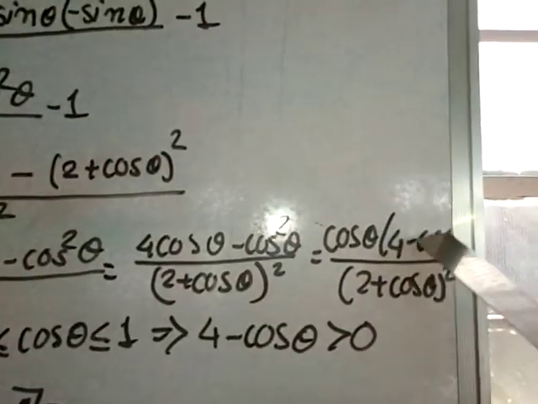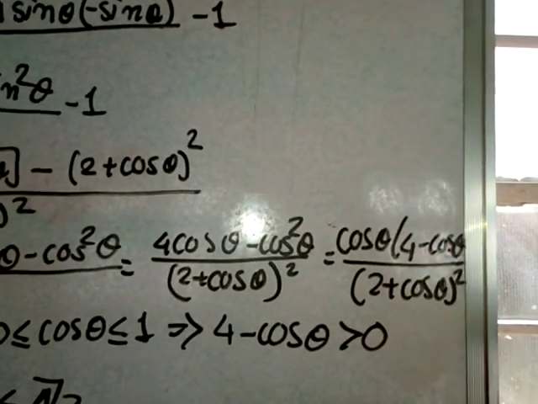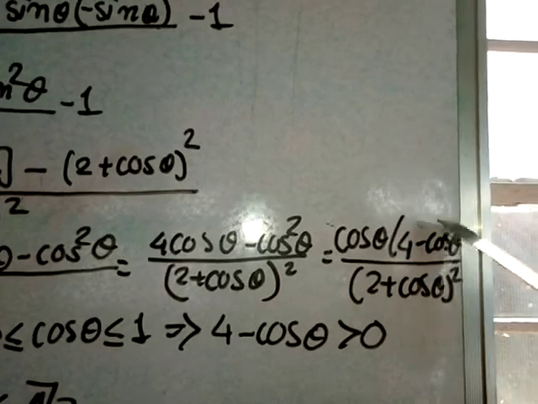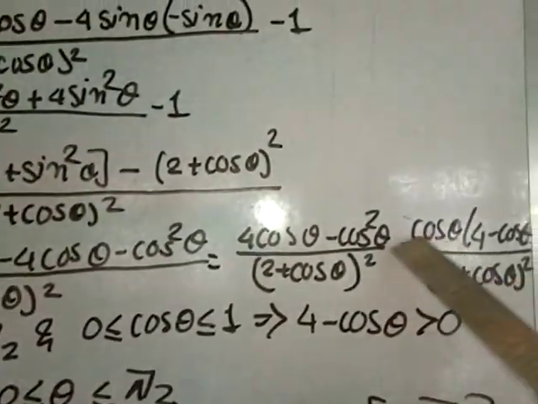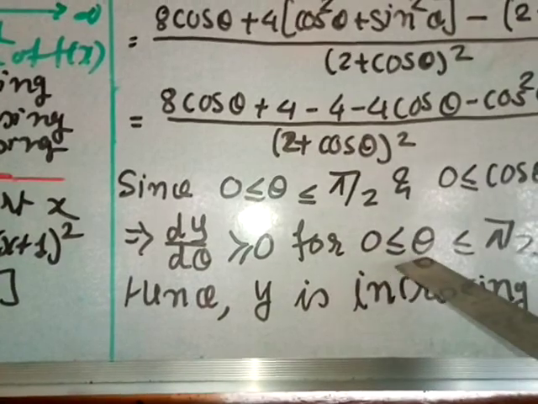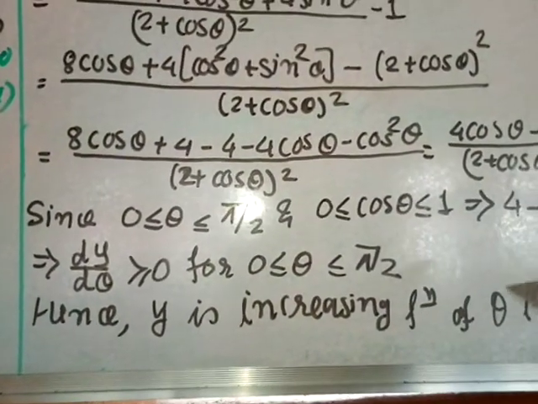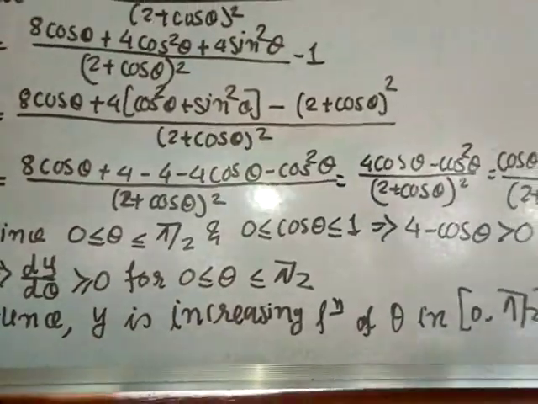Here, 4 minus cos, that means cos will not be greater than 1. So at maximum it is 4 minus 1, which is positive, so we can say 4 minus cos theta is greater than 0. Cos theta in the first quadrant is greater than 0, this is square, so it is greater than 0. So we can say that dy by dx is always greater than 0 for 0 less than theta less than pi by 2. Hence y is an increasing function of theta in 0 to pi by 2.